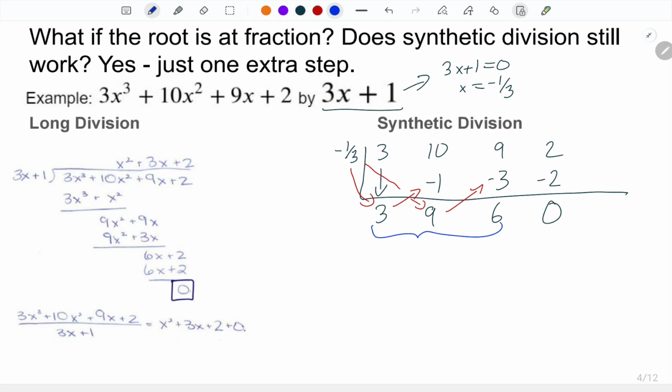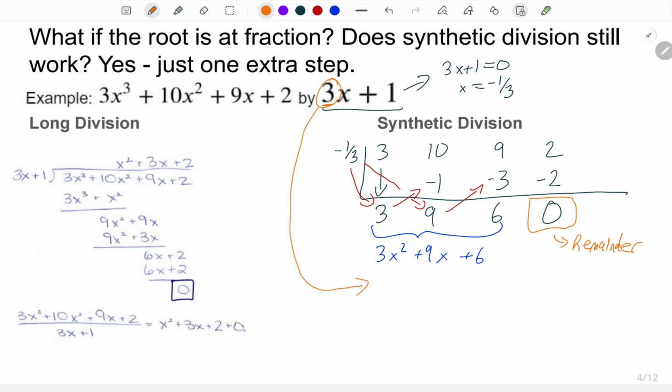So we have the first 3. That's going to give us 3x squared plus 9x plus 6. And you have the remainder. And actually, at this stage, we're close to being done, but not quite. Since what we're dividing by had a lead coefficient, we're dividing by 3x plus 1, we actually haven't really taken that into account.